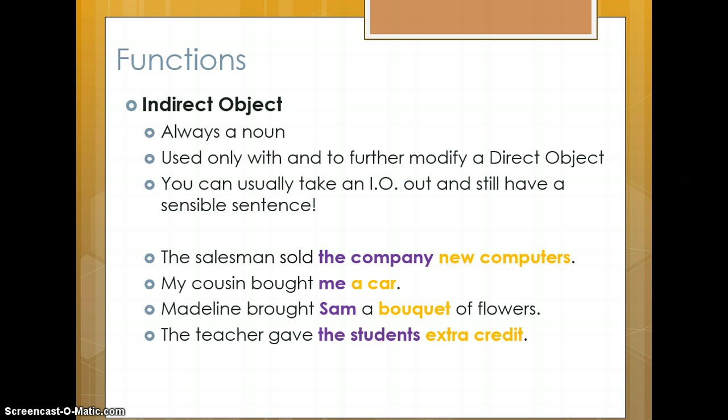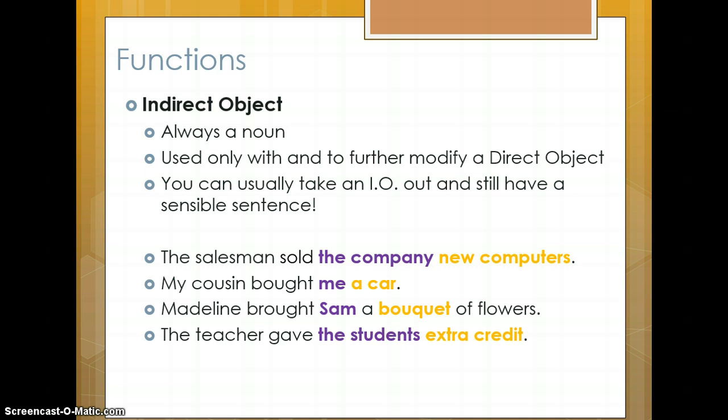So, also, always going to be a noun. It's used only with and to further modify a direct object if you need to give more information. You can usually take out the indirect object, the sentence will still make sense. It'll still be coherent. So, what you see in purple on this screen is the indirect object.